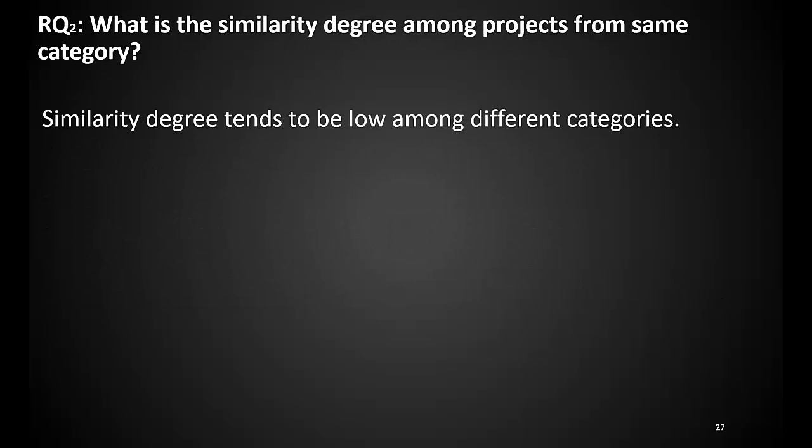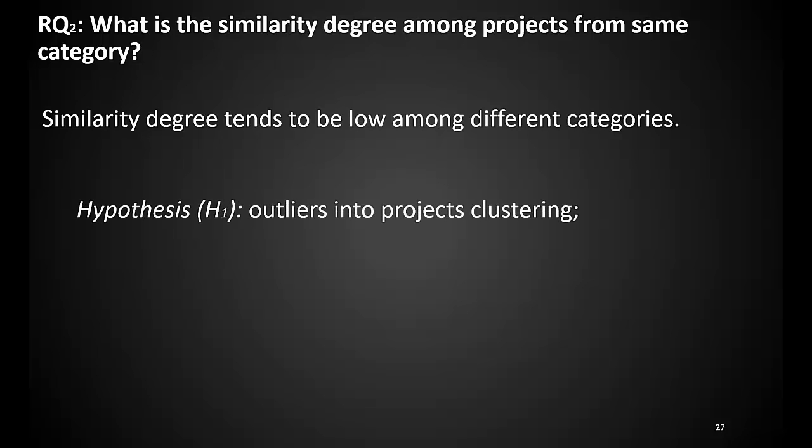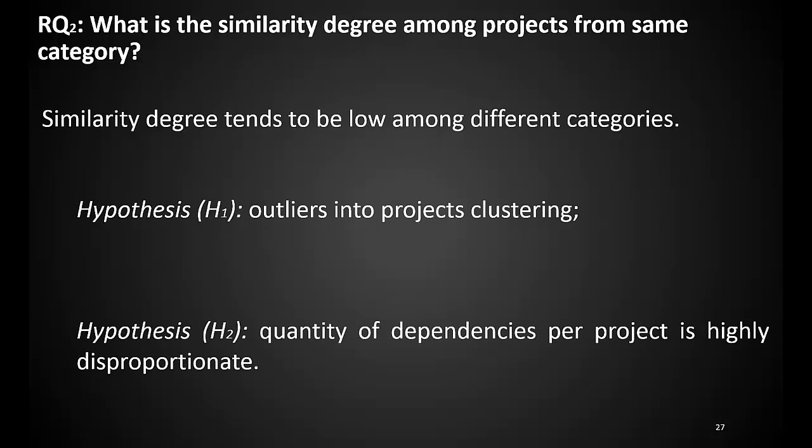For this question, our main hypothesis was projects from the Apache category of the same category tended to use the same libraries because they may supply similar tasks. Nevertheless, results indicated similarity degree tended to be low. Hence, we got 2 new hypotheses. The first one is outliers into project clustering. The second one is quantity of dependencies per project is highly disproportionate.